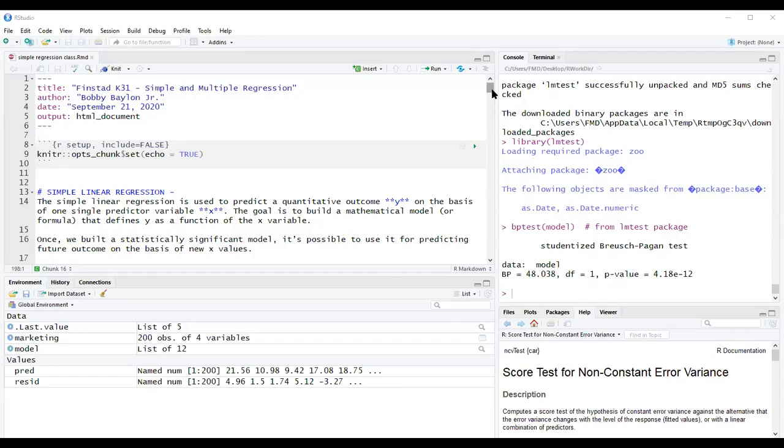Okay, as I said, I posted a file. The title of the file is Simple Regression Class.rmd. We now go to an example of application of data science.